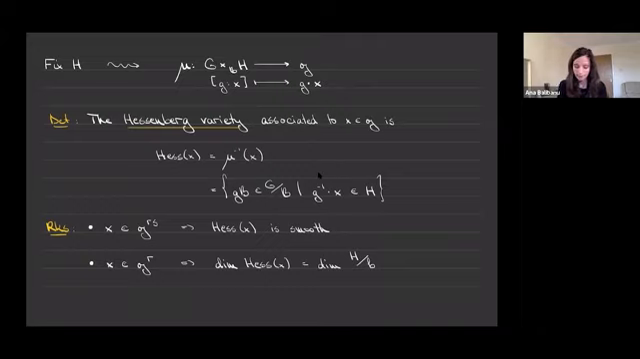A couple of facts: when X is a regular semisimple element, its associated Hessenberg variety is smooth, and in fact more is true. All of these are isomorphic, and the restriction of mu to the regular semisimple locus is a smooth morphism. And when X is regular, all of these Hessenberg varieties have the same dimension, which is the generic dimension, equal to the dimension of H mod B. And mu restricted to the regular locus is flat.